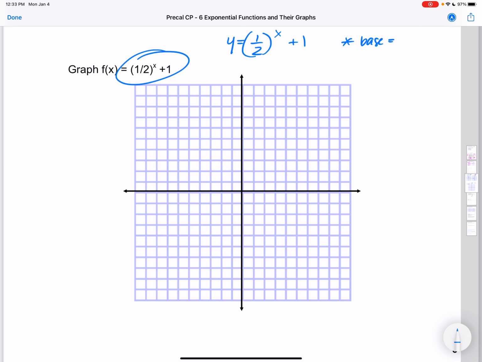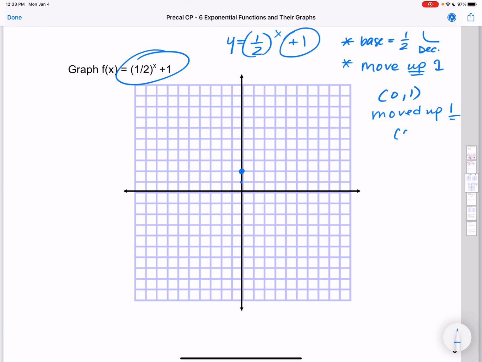My base is 1/2, which means it's going to be a decreasing function. And we have this transformation. What is that transformation doing to it? It's going to move that whole function up 1 unit. So our home base point of (0, 1) is going to be moved up 1 unit. Now we're going to be at (0, 2) because it's moved up.